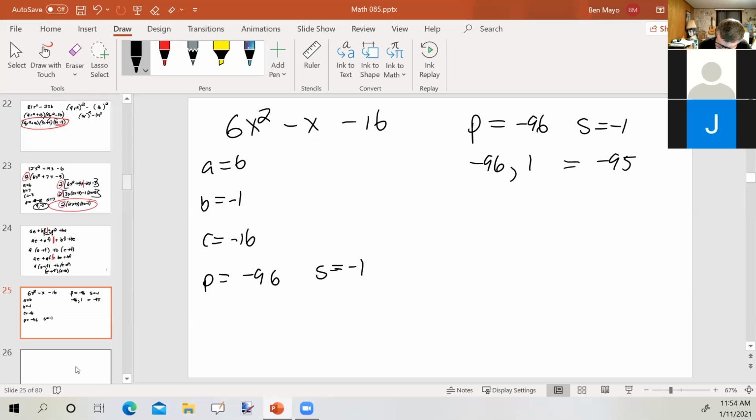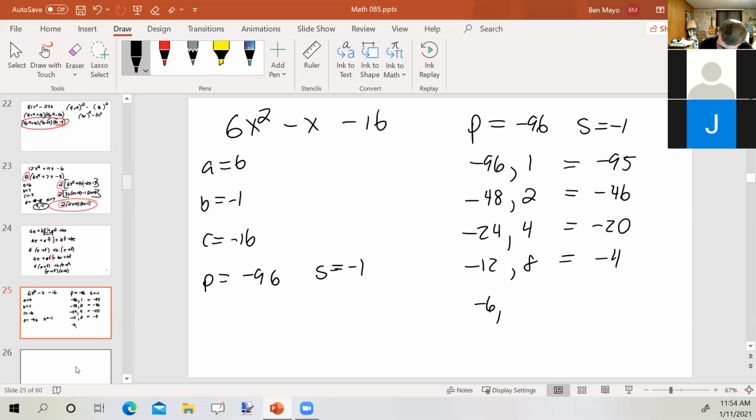Oh, but -96 is even. I could cut that in half and make it -48. So then I double the 1 and get 2. That gives me a product of -96. And the sum is going to be -46. So I'm getting warmer. I could split -48 in half and double the 2. That would be -20. I could split that in half and double that. That's -4. I could split that in half and double that. That's going to give me a +10. But I'm looking for a -1, which is somewhere in there.